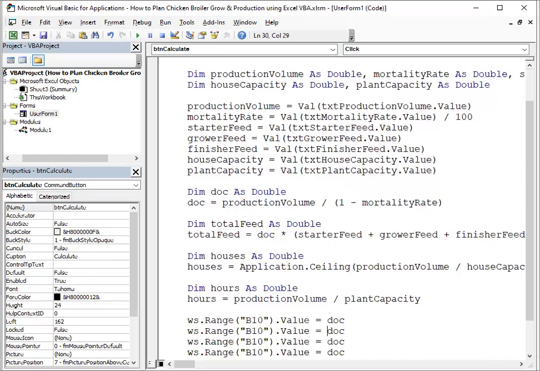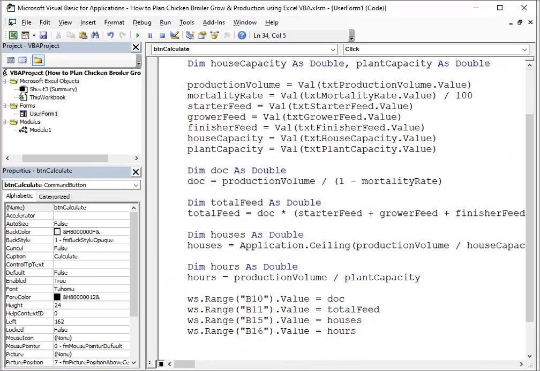So it would be B10, B11, B15, and B16. This would be equal to total feed. Then the other one would be the houses, how many houses we need. And the other one would be the hours needed to process.